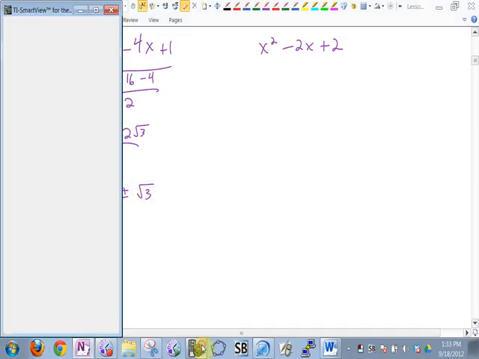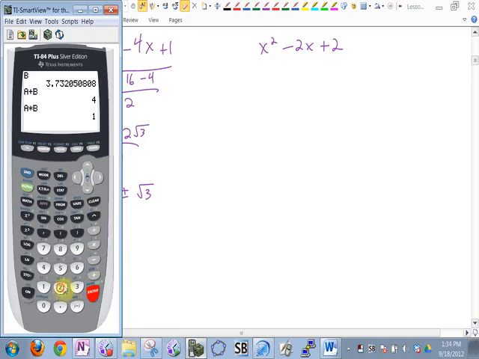Let's verify in my calculator. If I say, what is 2 plus the square root of 3, calculator? If I compare that to what I have stored in for b, they're exactly the same. And if I say, what is 2 minus square root 3, calculator? Compare that to what I have stored in for a. Well, what do you know? They're the same.